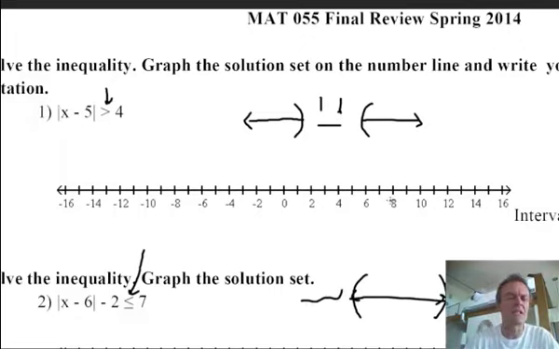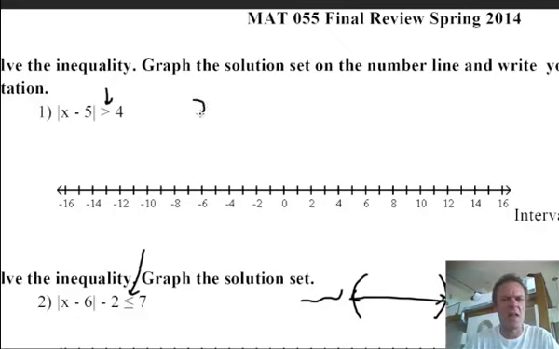Let's get the eraser going. We have the absolute value of x minus 5 greater than 4. Write it exactly as is without the absolute value. But also, x minus 5 is less than, changing the direction of the inequality sign, and change the sign of that 4. So x minus 5 is greater than 4, and x minus 5 is less than negative 4.